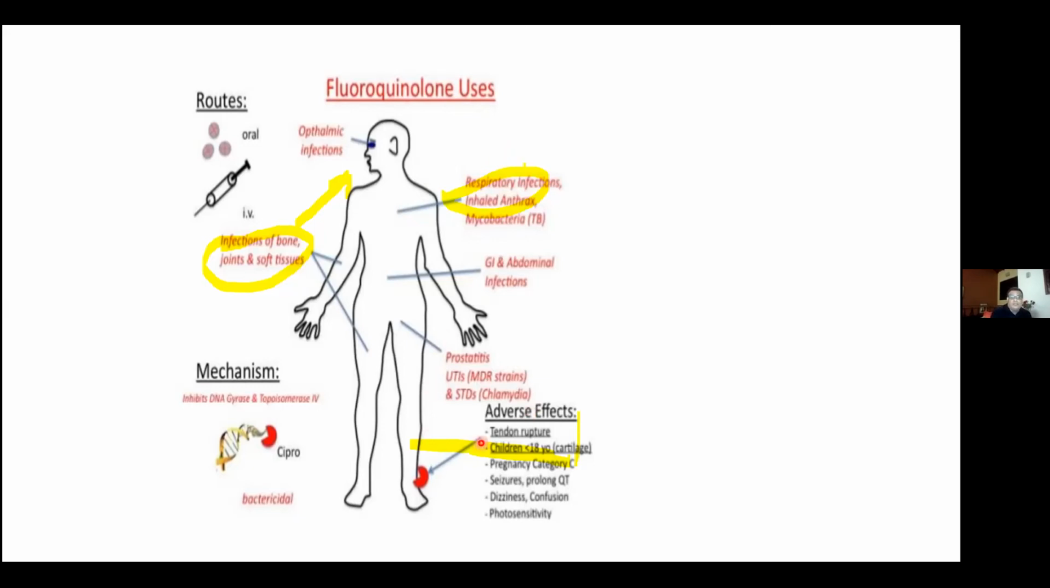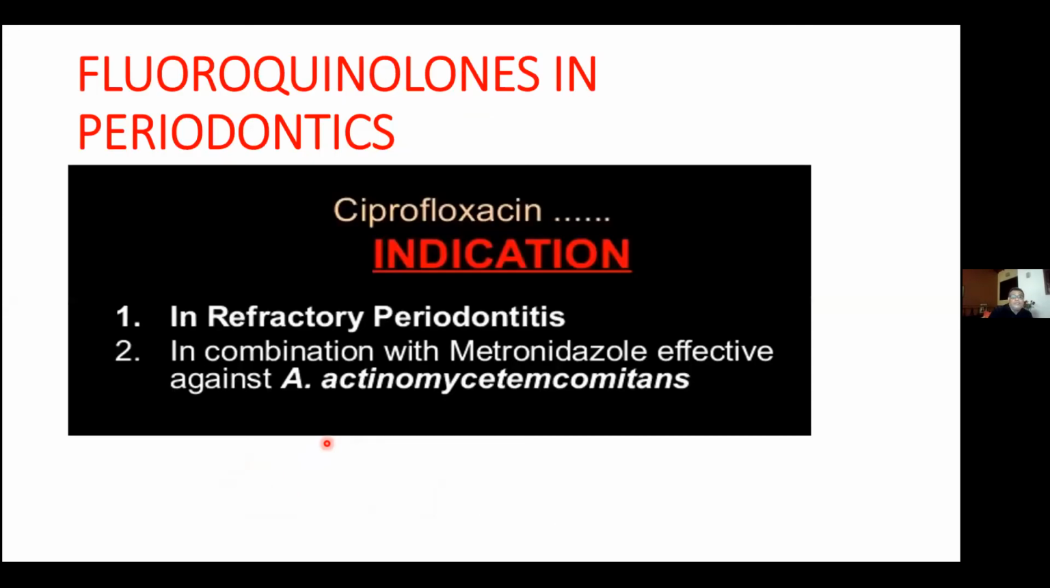So the side effects: it should not be given in children below 18 years. It can cause cartilaginous damage and affect the growth of the children. So therefore, for children under 18 years of age, this medication is not approved or not indicated. And it is not safe to use in pregnancy. And because of the tendon injuries, it is not indicated for people who engage in sport activity.